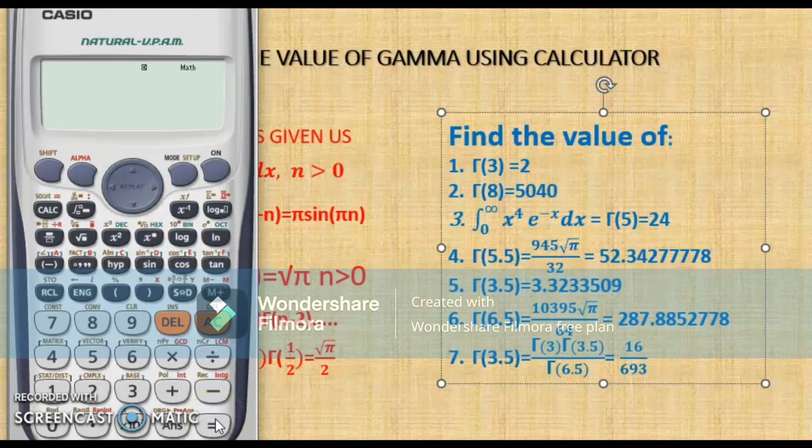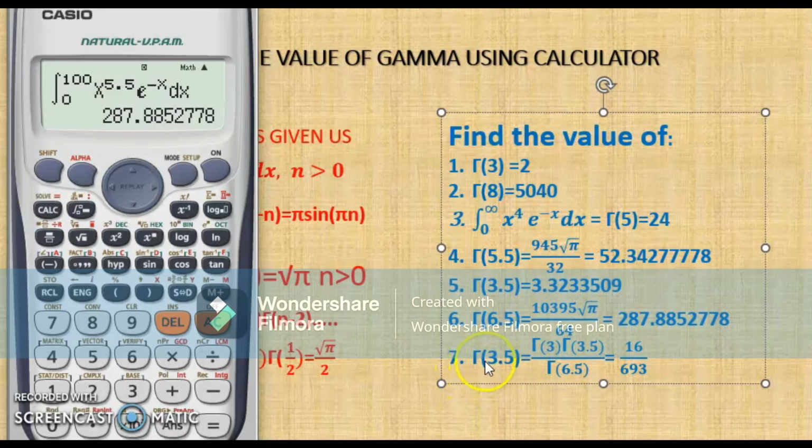Alright, just a few seconds, and there our result goes. So that is the result over there. So gamma of 6.5 is 287.8852778. So that is the result for us. Now we got to look at the 7, the final one.